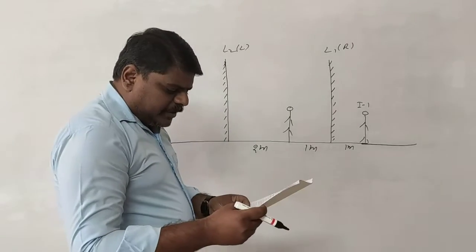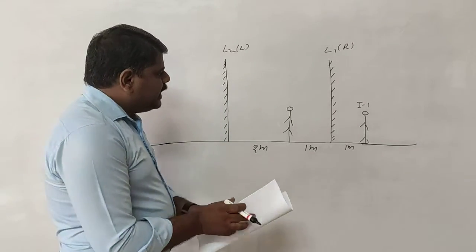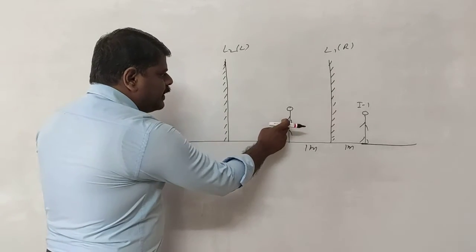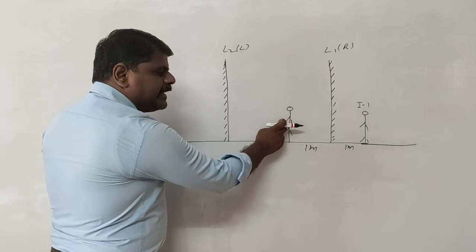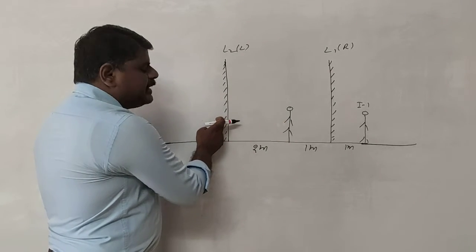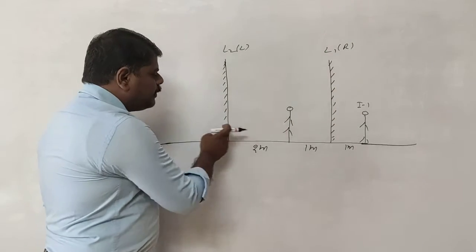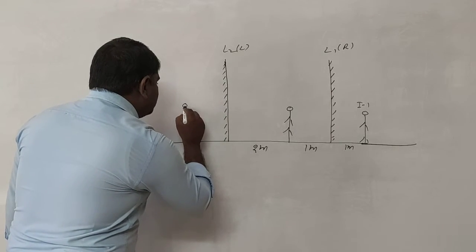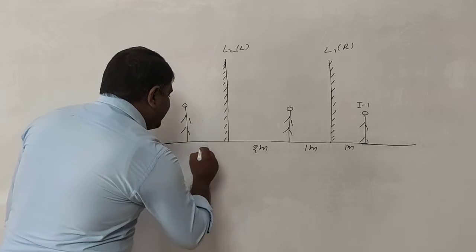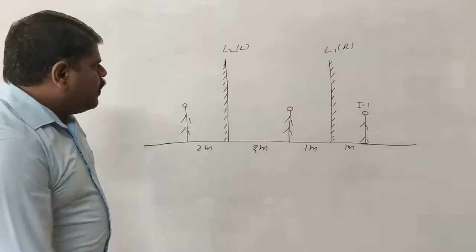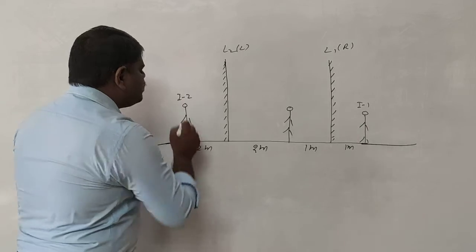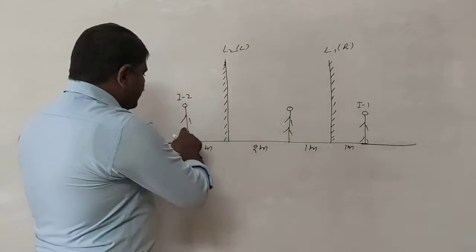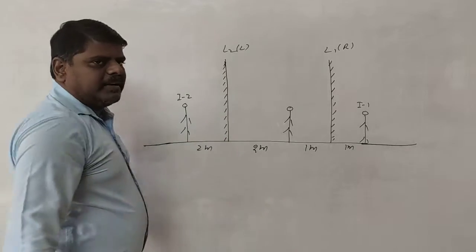And the second mirror means what happens here? First, this mirror produces the object image. This object will be for the second mirror, and the image of this object will be produced on the left side. Exactly at what distance will it be produced? Okay, at a distance of 2 meters. This is image 2. First image is produced by the first mirror, and this image 2 is produced by the second mirror.